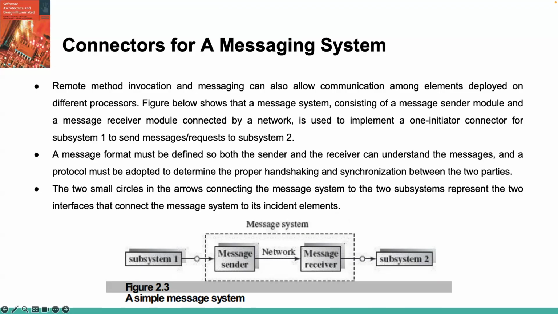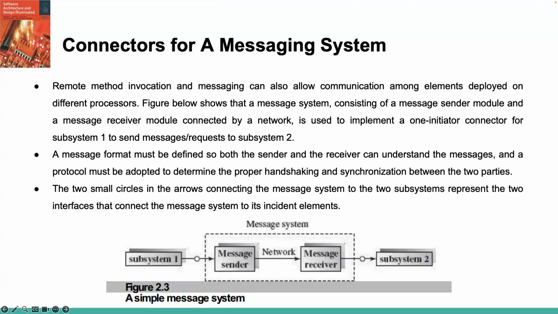So what is an RMI? RMI allows one part of the system to call a method in another part, even if that part is running on a completely different computer or processor. This is like making a long distance phone call. You are asking a remote server to do something for you and send back the results.